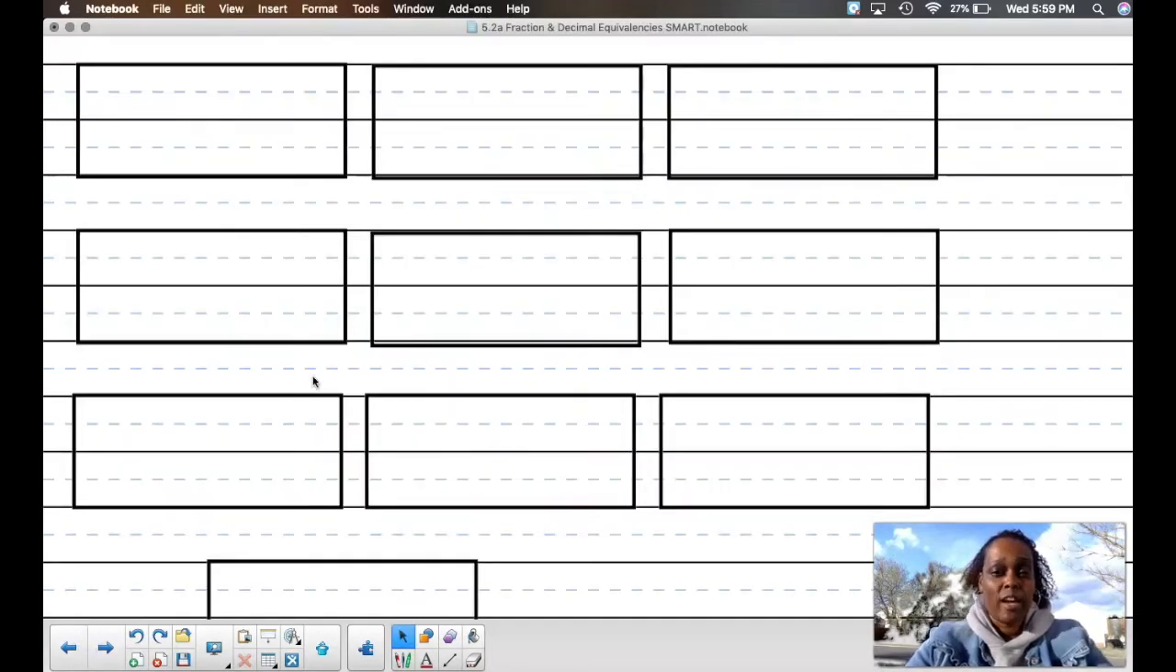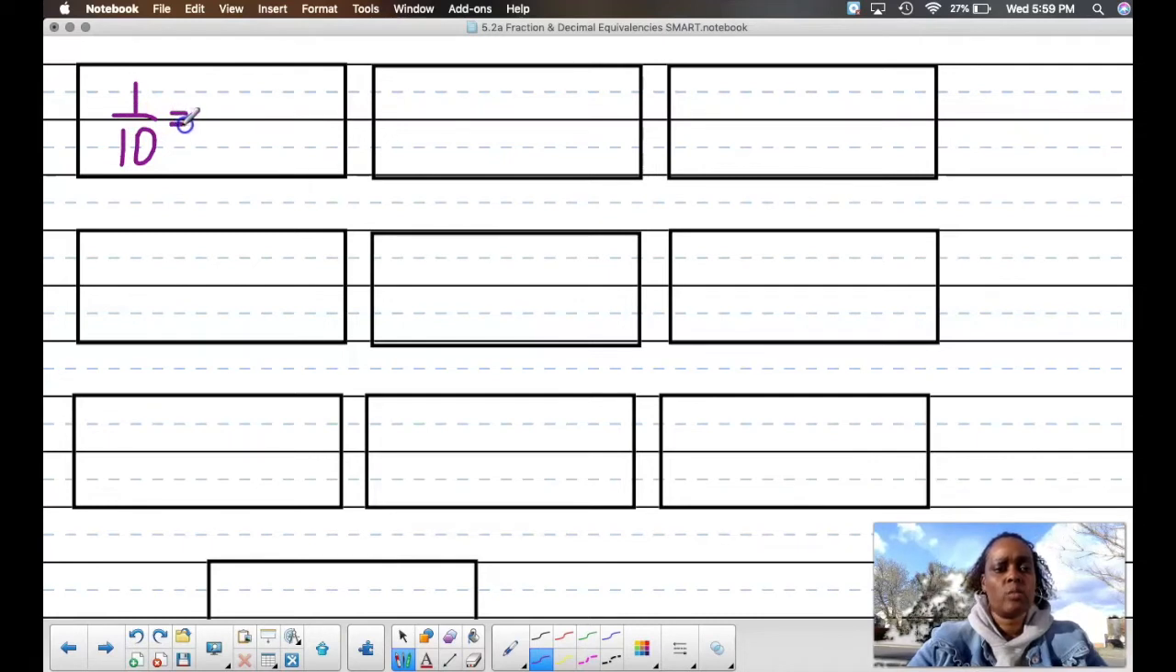So here are my flashcards. I hope you have yours. We're going to start with tenths because that's a fraction that we've started with. So I'm going to write in this very first flashcard 1/10. Which was 1 dime. So when we think of tenths, we think of dimes.